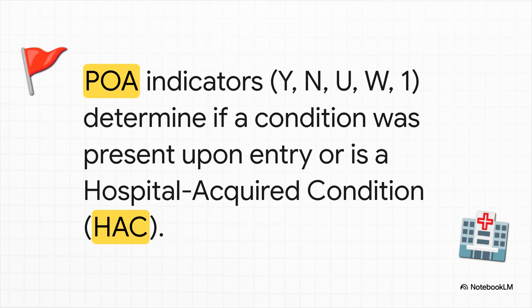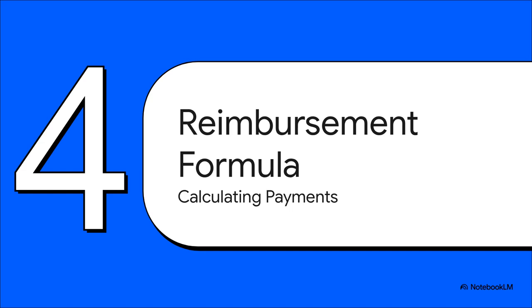POA indicators are so vital because, let's say a secondary diagnosis like a deep vein thrombosis develops after admission. That gets flagged with an N for not present on admission. It becomes what's known as a hospital-acquired condition, or HAC. When that happens, CMS won't use it to increase the DRG payment tier, meaning the hospital basically has to absorb that extra cost.